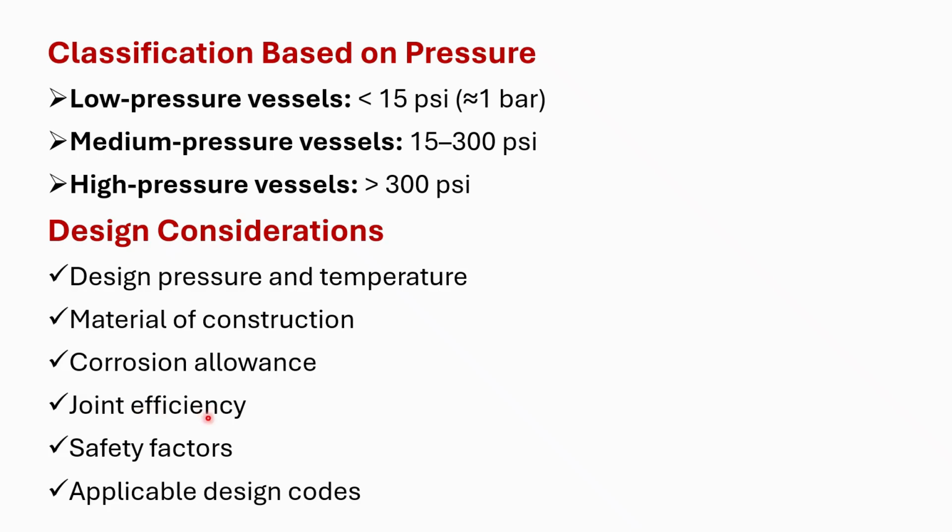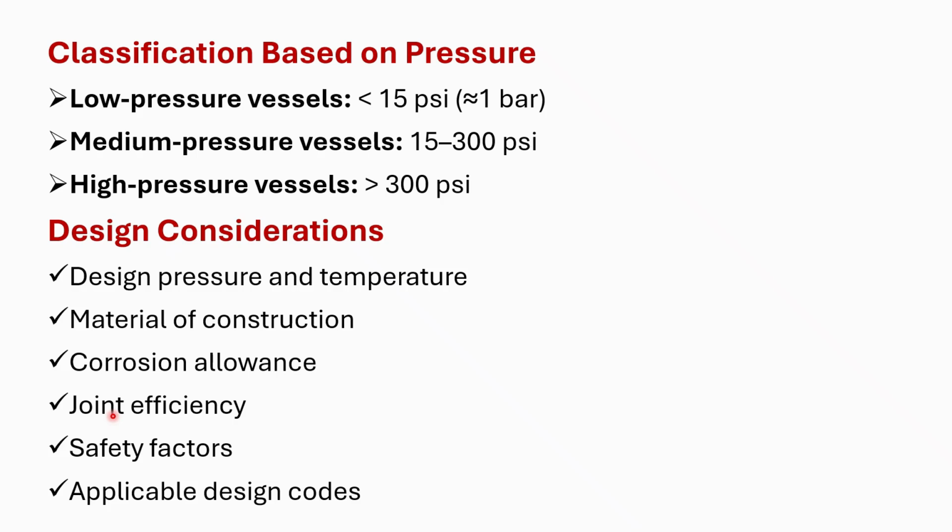Then coming to joint efficiency. This joint efficiency is represented by a factor known as capital J. It refers to the strength of the weld joint relative to the strength of the original material. So wherever in a process vessel we have a joint, with any welding happening, this factor tells how safe the joint is.